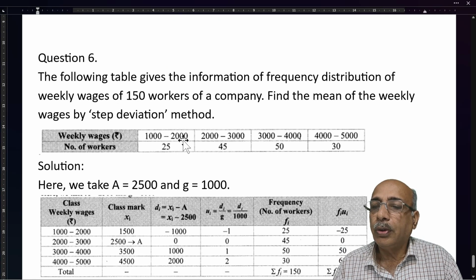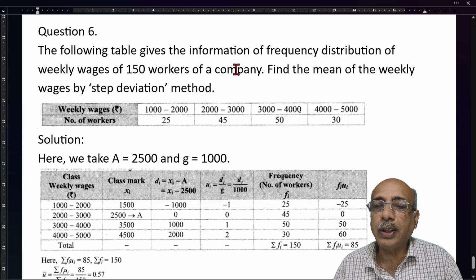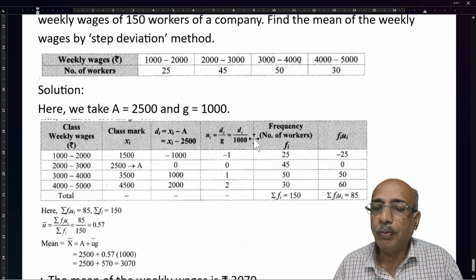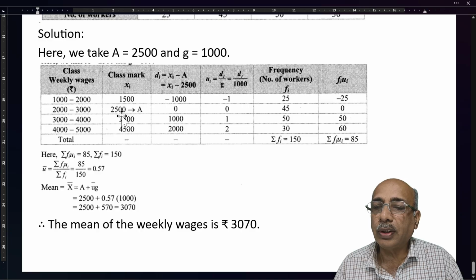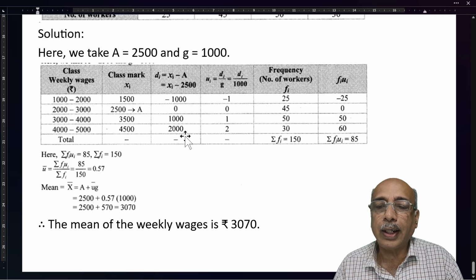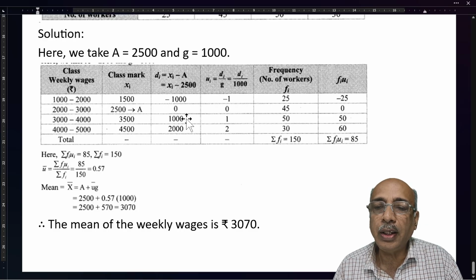The mean of the funds collected is rupees 987.5. Question 6. The following table gives the information of frequency distribution of weekly wages of 150 workers of a company. Find the mean of the weekly wages by step deviation method. Weekly wages: 1000 to 2000, 2000 to 3000, 3000 to 4000, 4000 to 5000. The number of workers is given as frequency here. We take assumed mean as 2500 and G equals, after calculating di you can write the G, it is coming as GCD of di equals 1000.